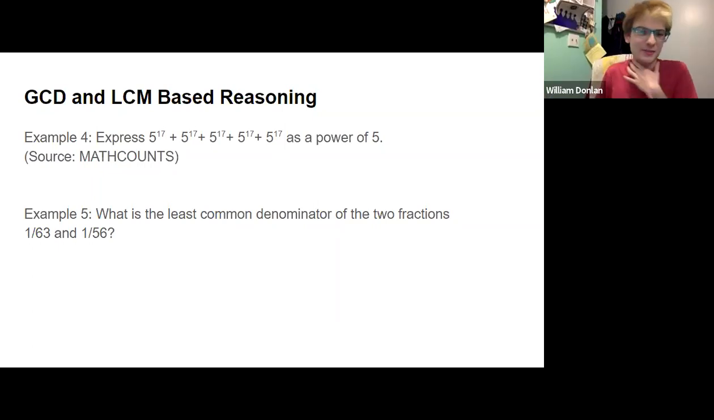I would remind them that repeated addition is the same as multiplication. So you could recognize that it's the same thing as 5 to the 17 times 5. And then you just have to remind them that exponents are the same as repeated multiplication.